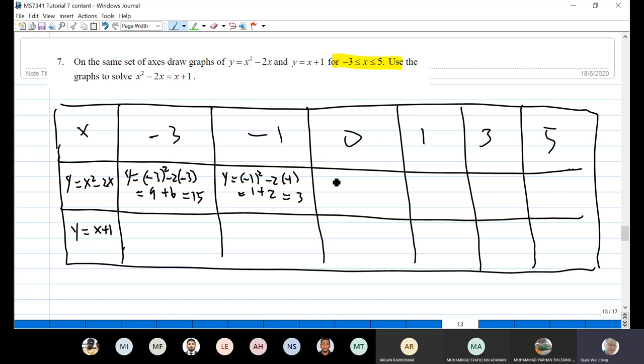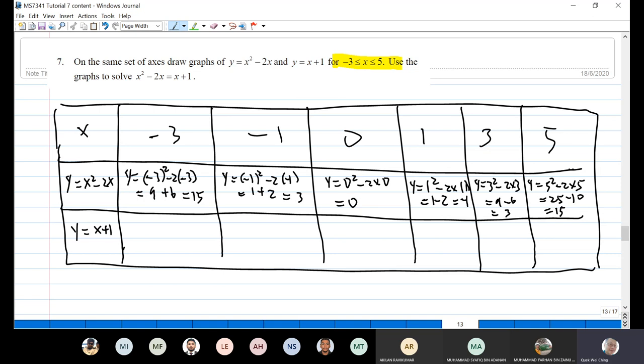Put x equal to 0 there, y equal to 0 squared, minus 2 times 0. Because this is 0 here. When x equal to 1, y equal to 1 squared minus 2 times 1, you get 1 minus 2, you get minus 1. When x equal to 3 there, y equal to 3 squared minus 2 times 3, you get 9 minus 6, yeah, 3. When x equal to 5, y equal to 5 squared minus 2 times 5, 25 minus 10, you get 15. Okay, these are the parabola.